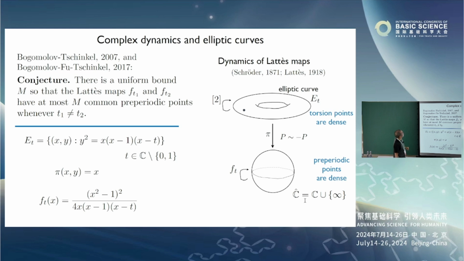And the conjecture by Bogomolov and Chinko, like in 2007, and Bogomolov, Chinko in 2000, a few years ago. The conjecture is there is a uniform bound M such that for any two lattice maps, F_T1 and F_T2, given by this one, have at most M common preperiodic points whenever T1 and T2 are not equal. So this is the same flavor as the dynamics of z squared plus c, right?